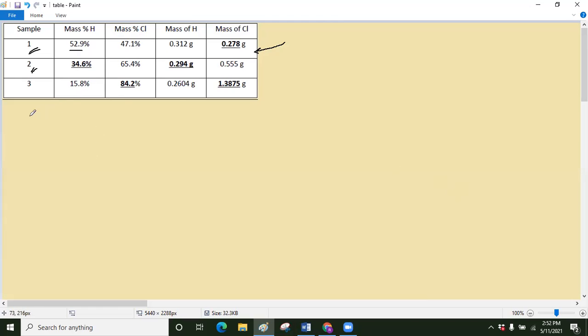So what we're given here in this case is that chlorine in terms of its percentage is 65%. Or actually, it's a little more precise. It's actually 65.4%. And of course, the mass of chlorine, the corresponding mass of this sample, is going to be 0.555 grams. So the chlorine in terms of its grams is going to be 0.555.